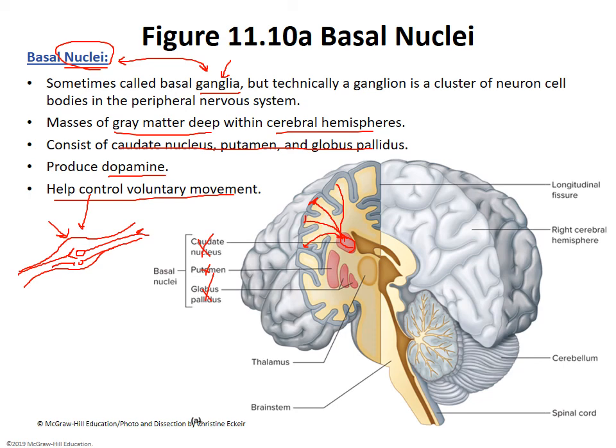This area, the basal nuclei, is going to take all of this information and, using dopamine, send it out as one signal on the spinal cord. So the basal nuclei basically funnels all of the motor information coming out, and using dopamine, it causes one solid signal to go out.